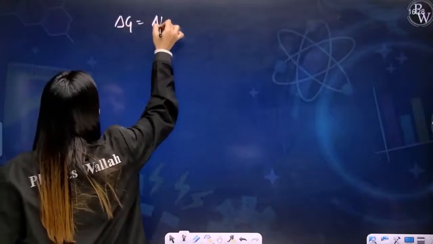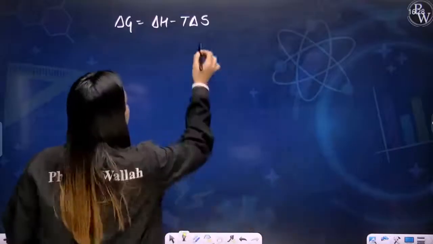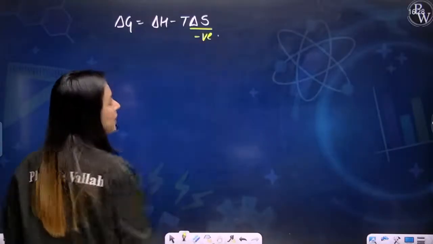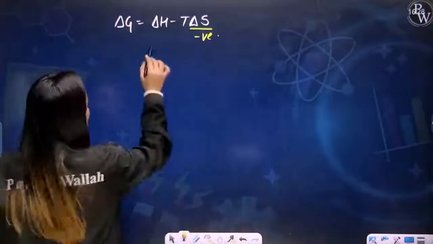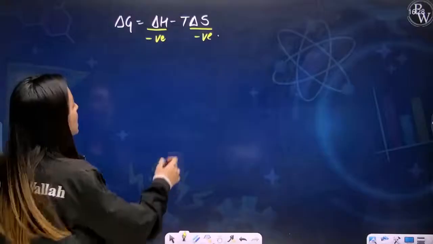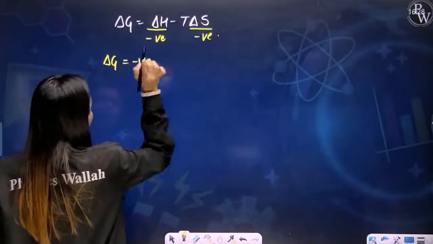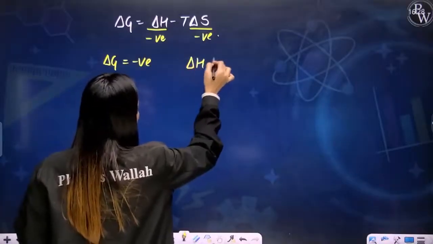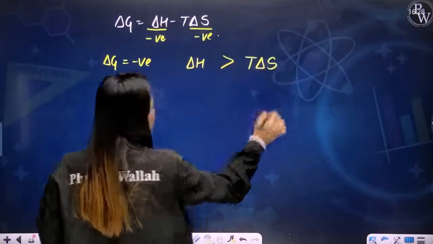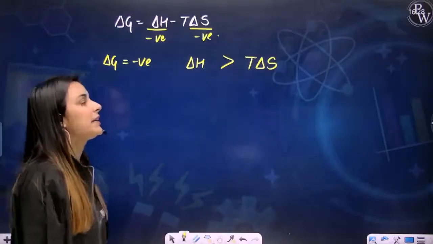How will we study that, my dear students? I know that delta G is equal to delta H minus T delta S. We just studied that delta S is negative for adsorption, and your delta H value is also always negative for adsorption. So for delta G to be negative, you always need delta H to be more than T delta S.